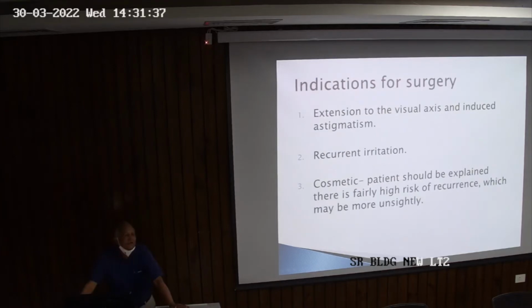Then coming to the indications of the surgery part, because the main treatment is the surgical part. Extension to the visual axis and induced astigmatism. If this is coming toward the pupillary area and gives astigmatism, then surgery is required. Recurrent irritation. Cosmetic, if the patient is worried, then you have to remove it.